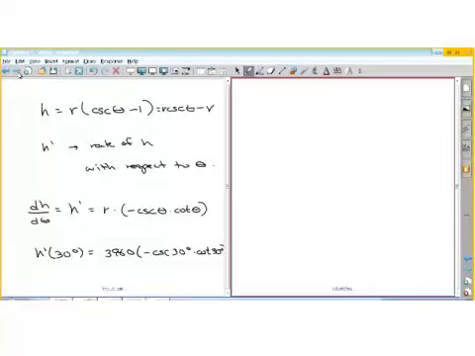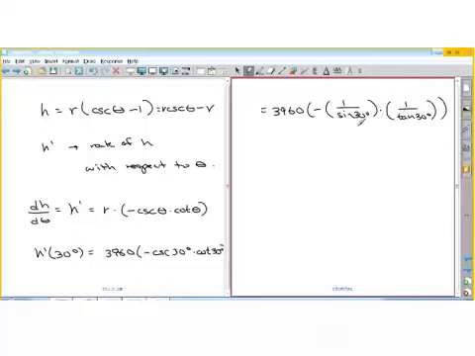Now, we don't have cosecant in our calculator, but we do have sine, so this is really negative, and then we'll have 1 over the sine of theta, or 1 over the sine of 30 degrees. So that's the cosecant part. And then we'd have 1 over the tangent of 30 degrees. And you multiply that out. So you could do that by just plugging in to your calculator, make sure it's in degrees.